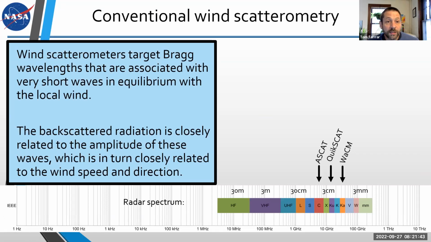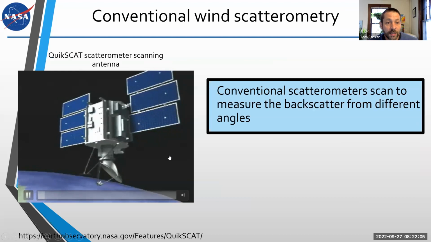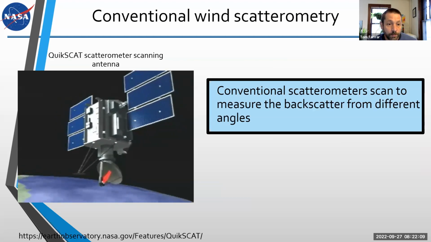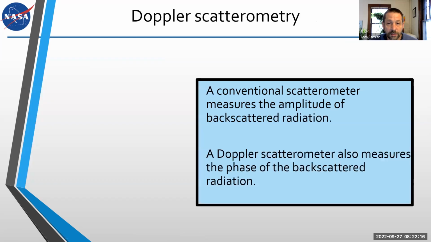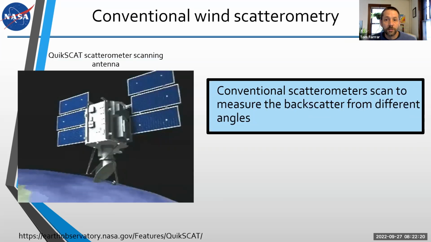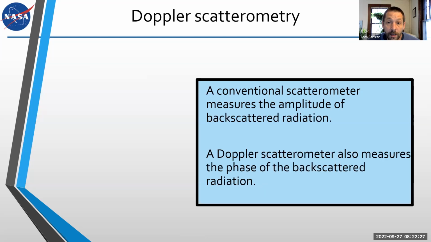And wind scatterometers target Bragg wavelengths that are pretty short waves that are in equilibrium with the local wind. And then the backscatter radiation is related to the amplitude of these waves, which is related to the wind speed and direction. So here's an animation of QuikSCAT. It has a spinning pencil beam radar, and so it's going along, mapping out a circle. And from that, you can triangulate the wind speed and direction. You get different measures of the backscatter at different directions, and from that you get the speed and direction.